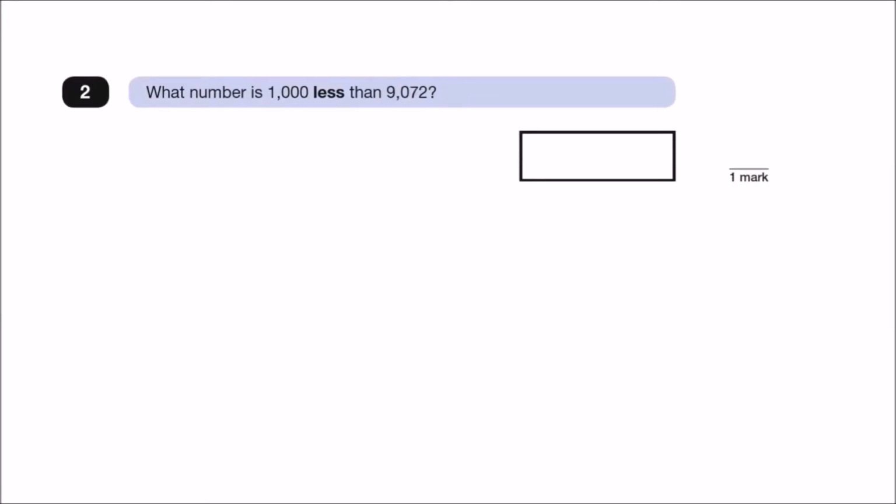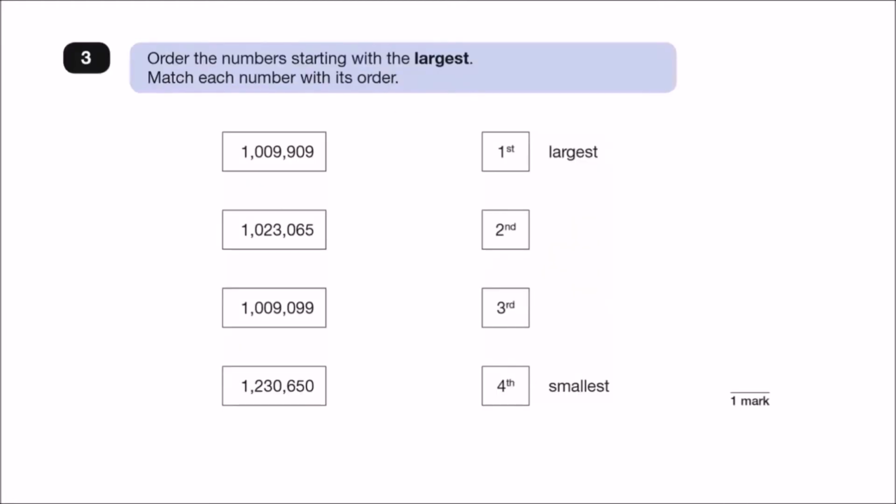All right, question 2. What number is 1000 less than 9072? Well, we just subtract a single thousand away from the 9000. So 9 take away 1 is 8, and we're left with 8072. Easy, guys.